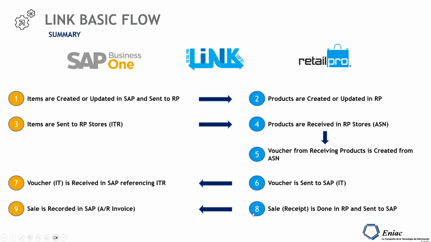And the sale is sent from Retail Pro to SAP. And that is the basic flow. We have, as you saw in the initial screen of the overview, many types of documents. We have about 20 types of document. Each document has its own special process, but functions exactly like I am showing you.